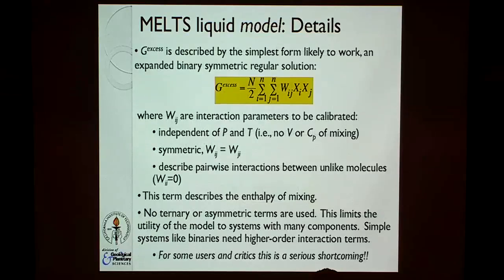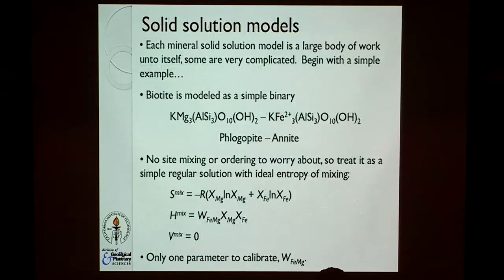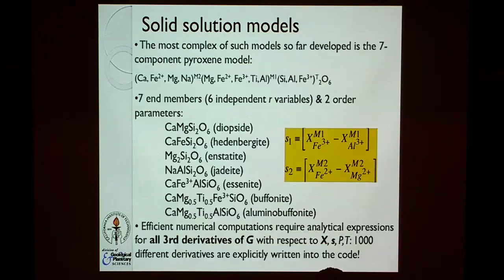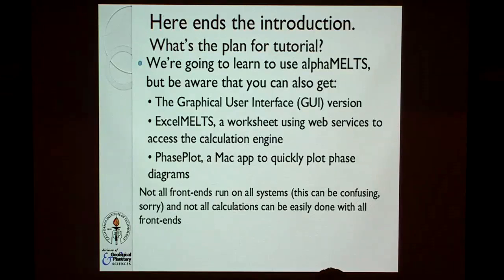I'm just going to leave this in here for you guys to review at your leisure if you want to know what the free energy models underlying the model are and how they were calibrated. Okay. Because I want to get to actually doing the calculations and have enough time to get somewhere. Okay? So like I said, we're going to use AlphaMelts today, but there's also the graphical user interface version, the Excel spreadsheet. There's an app on the Mac App Store called PhasePlot that just makes little PT grids of pie diagrams of phase assemblages that sometimes is a handy thing to do. Okay?